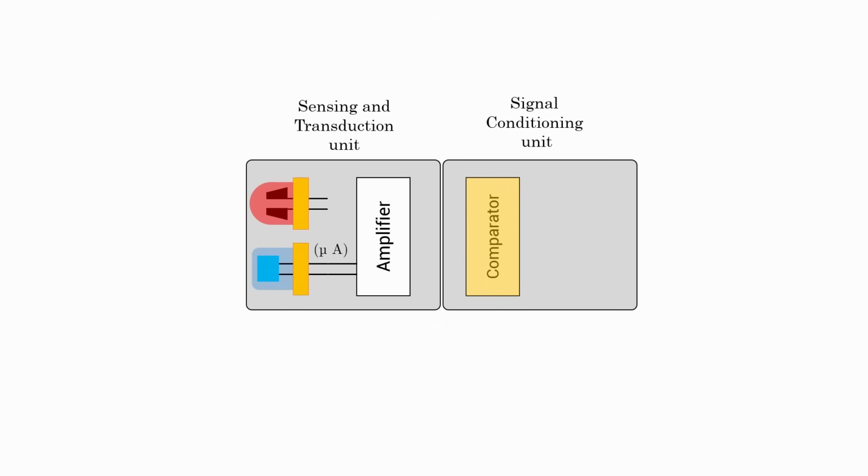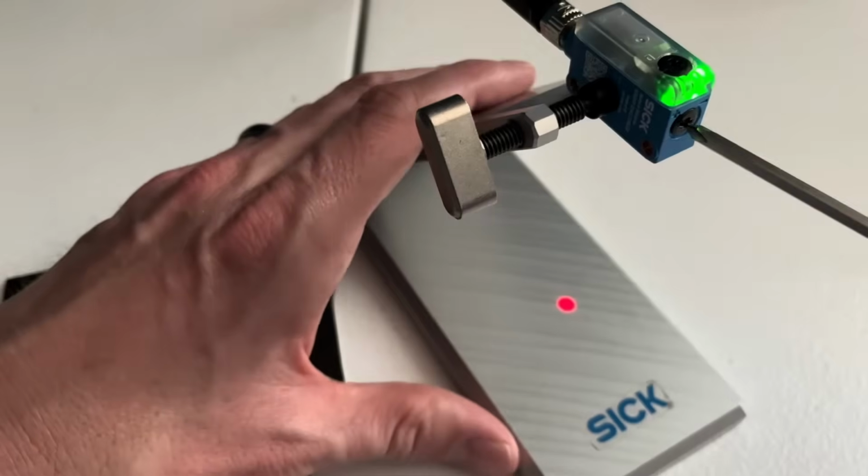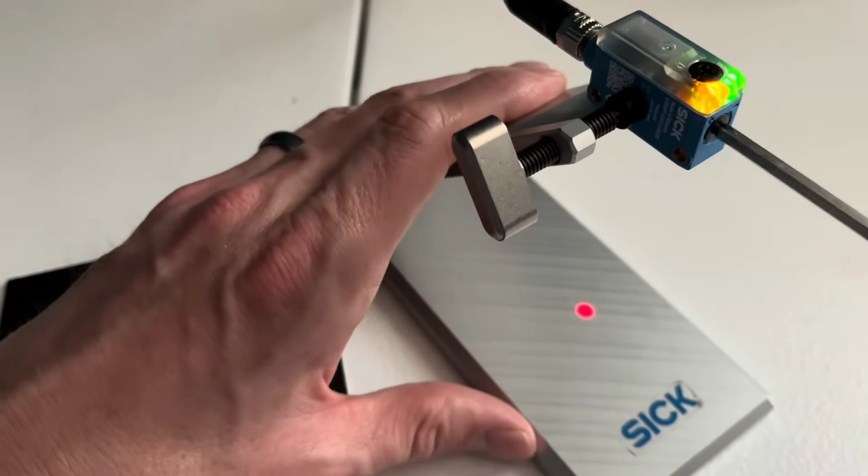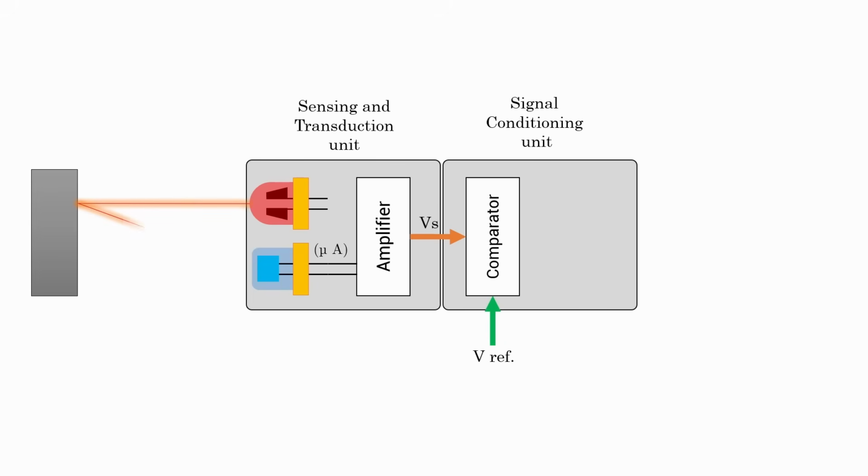A comparator acts like an electronic decision maker. It compares the amplified analog voltage from the sensing element with a fixed reference voltage, and that reference value can usually be adjusted either through mechanical means or through programming. If the signal from the photodiode is greater than the reference, the comparator output goes high, meaning an object is detected. If the signal is low, it goes low, meaning no object is detected. So technically, the comparator converts the analog signal from the sensing unit into a digital one.